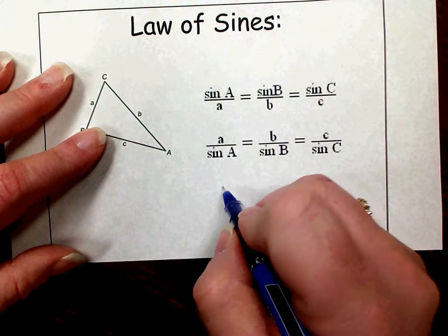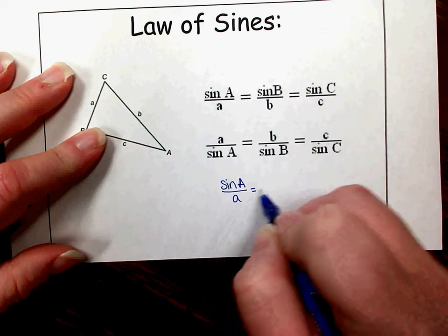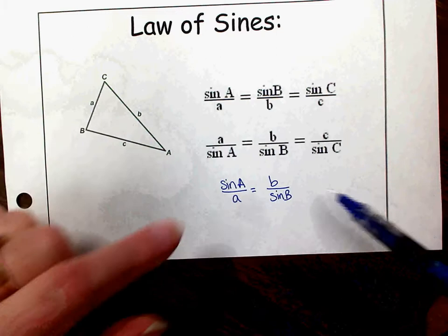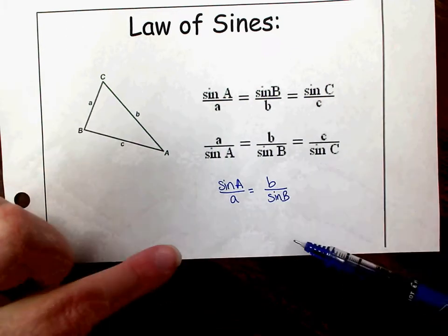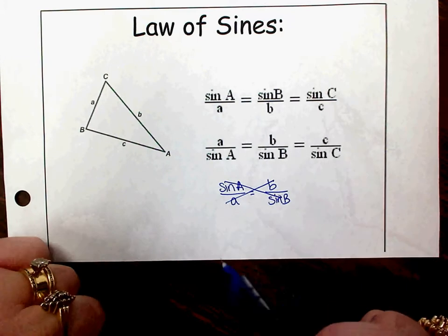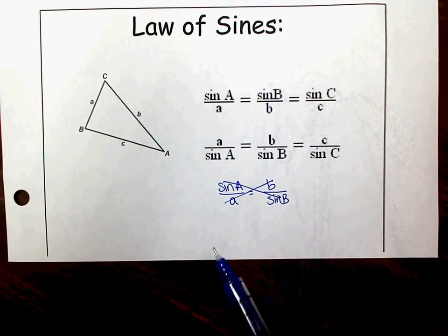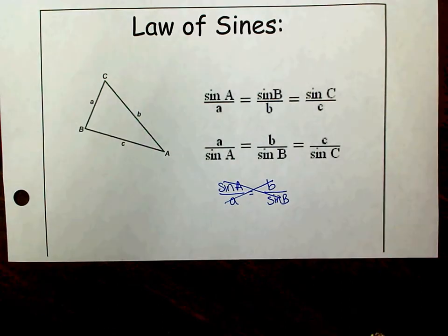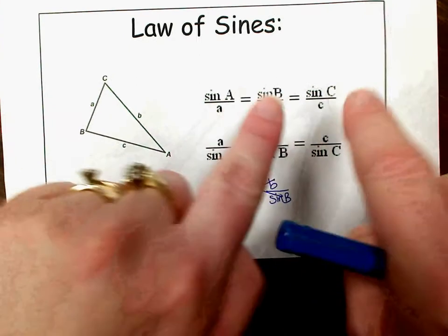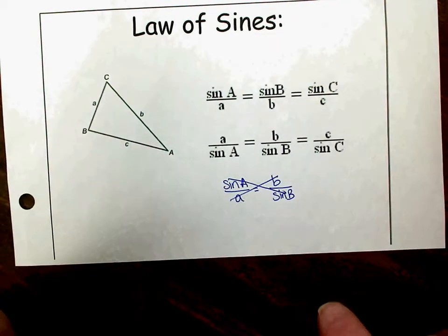So for instance, I could not write sine of A over A equals B over sine of B. That would be incorrect. Either the sines have to both be in the numerator or both in the denominator. So that would be wrong, but either of these is fine. Now in the formula, you have three ratios set equal to each other. When we're solving, we're only going to be using two at a time. So we would be using these two, or these two, or these two. You would never use all three at one time.